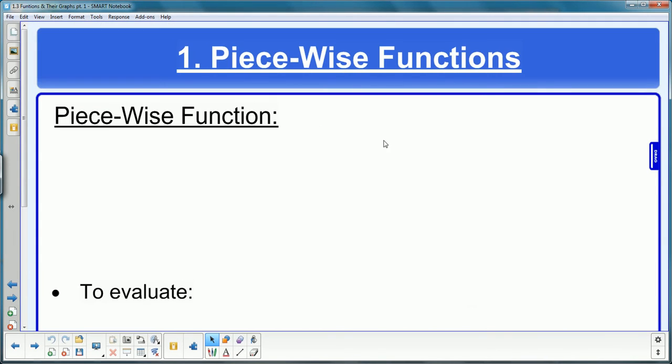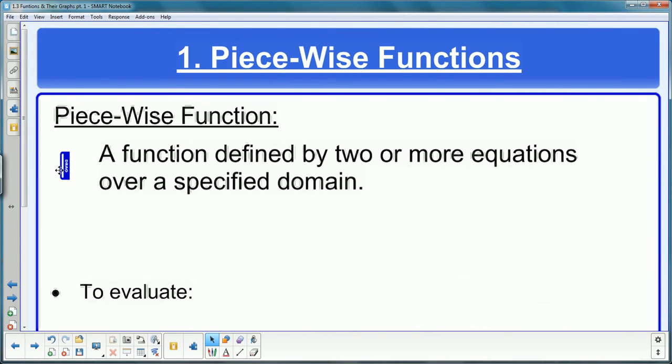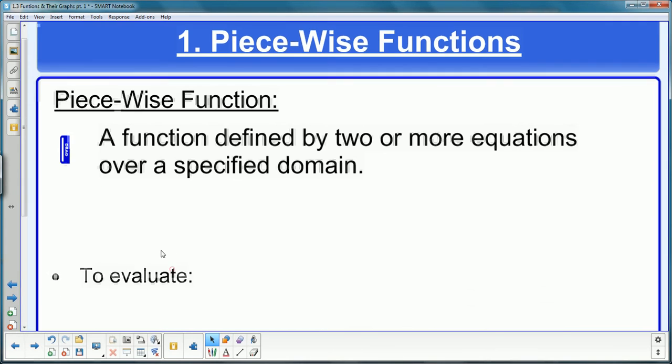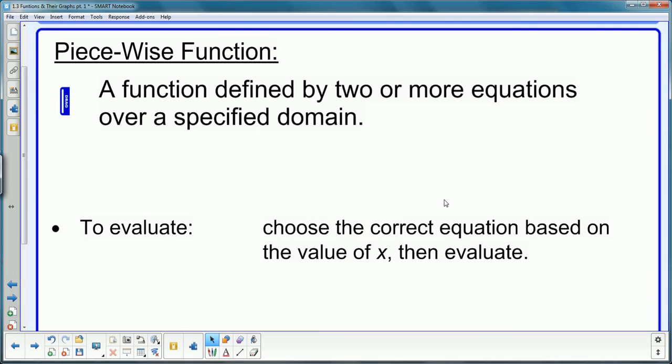So first piece, a piecewise function is just going to be a function defined by multiple equations, 2 or more, and they're all going to have their own specific domain. To evaluate, you're just going to choose the appropriate equation based on whatever the value of x is that you're given, and then you're going to do it just like we have in the past. You're going to plug in the value of x and simplify.